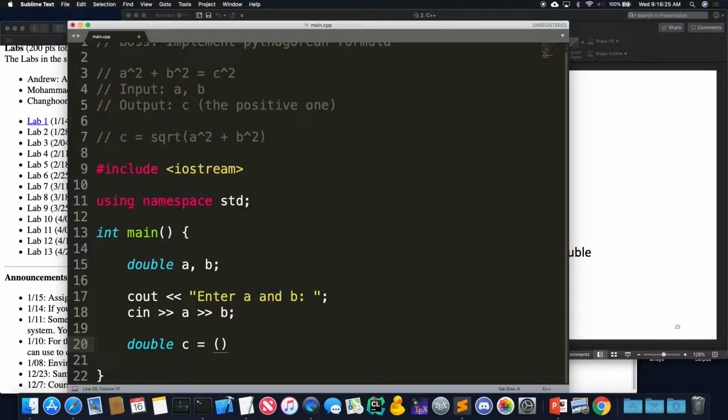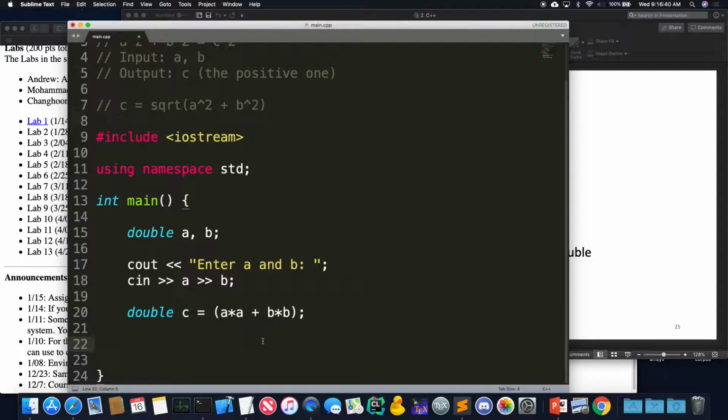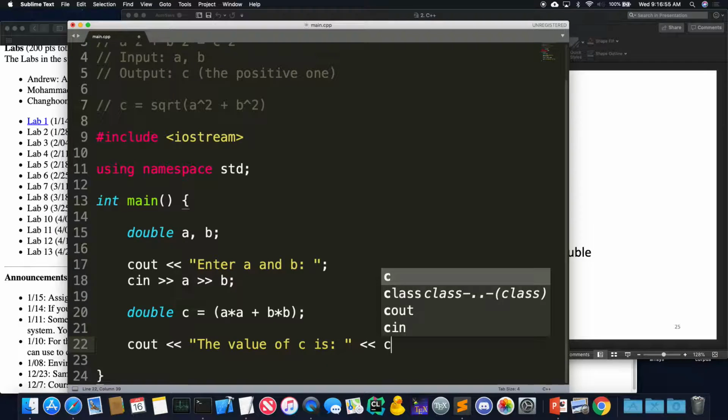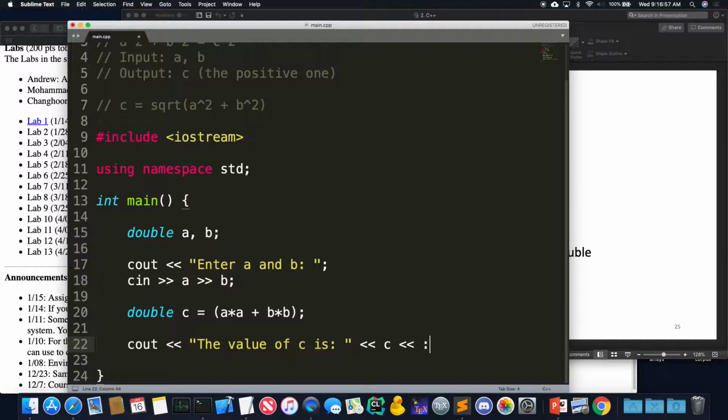But how do I figure out what a squared is? A times a. So that's actually pretty simple. A times a plus, I think now it's b times b. And then once we're done, what do we want to do with the value of c? I'll output it to the user because they may want to know what the root of this equation is. So then maybe we'll say the value of c is, and then c at the very end. And then maybe a new line to make it nicer to print.